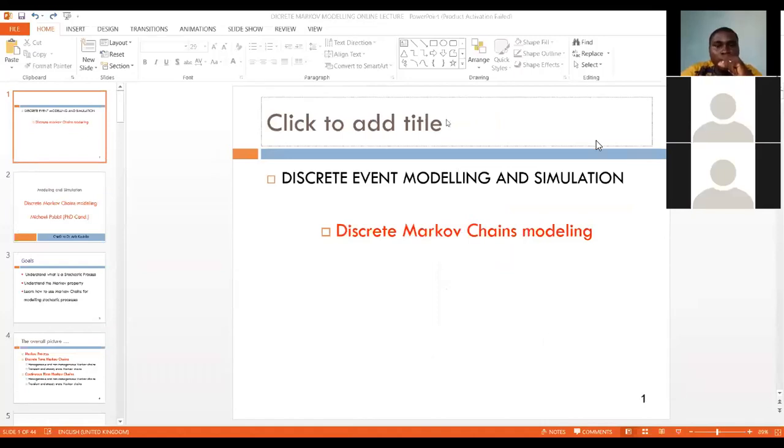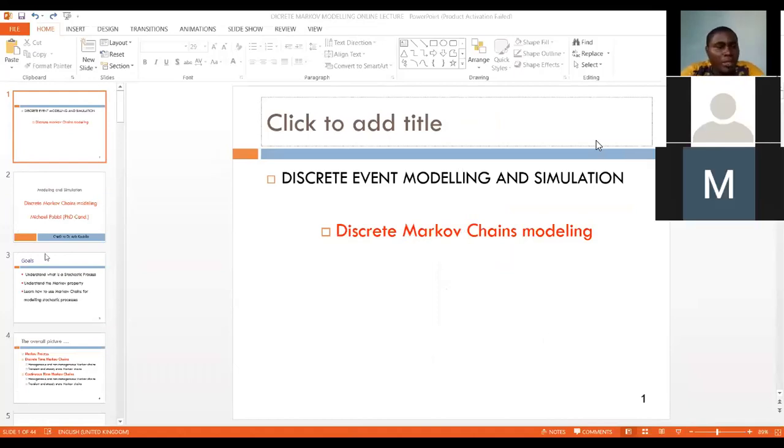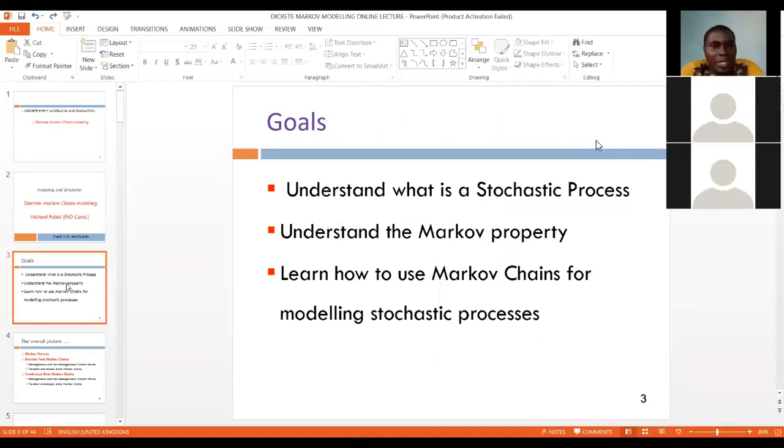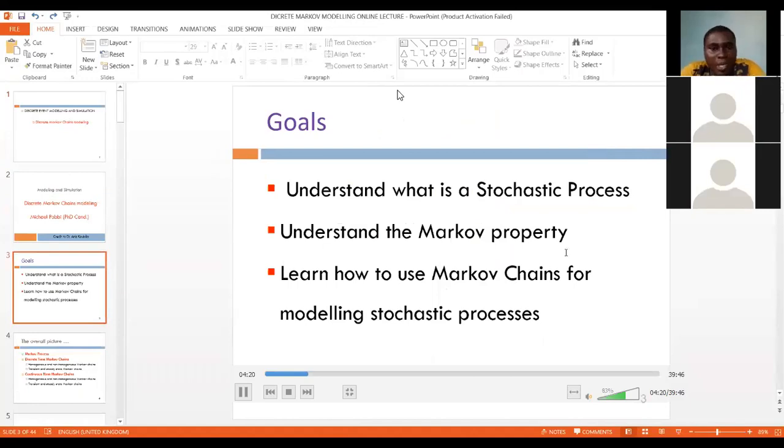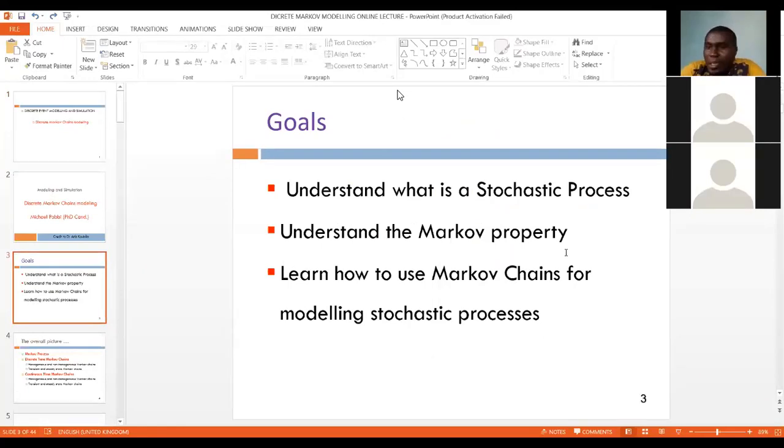Okay. Yeah, so discrete Markov chain modeling. Our goals for today, or the main things we are looking at today, is to understand what stochastic processes are. I think we've looked at that, but we'll refresh our minds. And to understand the Markov property, and also to look at the applications of Markov chains and how analysis and modeling is done with Markov chains.